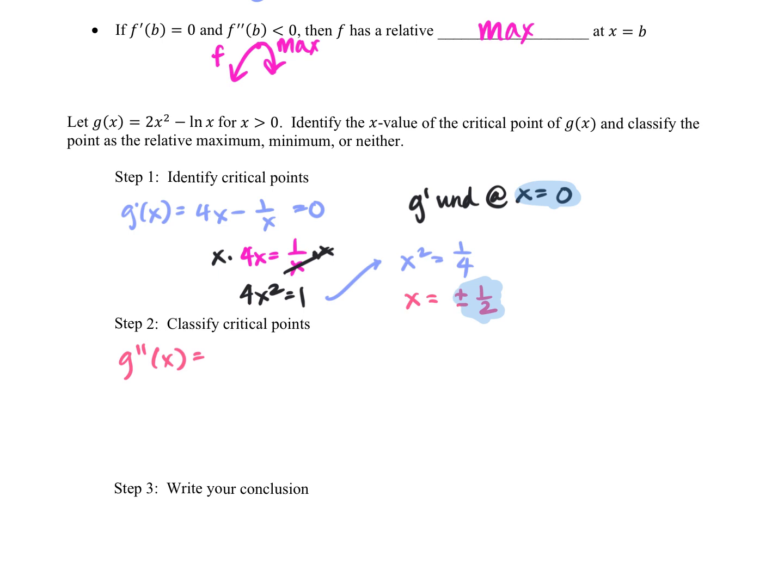G double prime: what's the derivative of 4x? 4, minus the derivative of 1 over x. Don't forget we would have to go quotient rule. Or could I rewrite that as minus x to the negative 1? Yeah. When you take the derivative, you only change the exponent, Dar. Negative times negative is a positive: x to the negative second. Is that the same as 4 plus 1 over x squared? It's fine. We all got there.